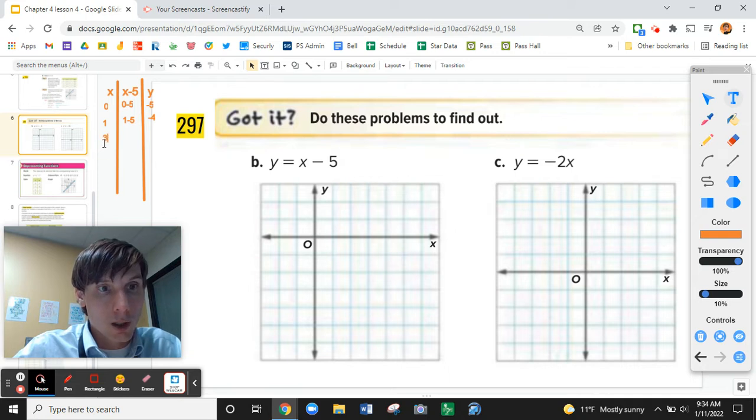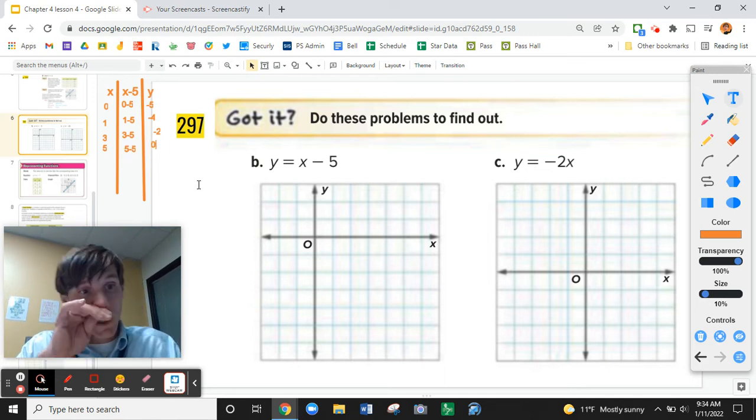I'll say 3. So we have 3 minus 5, 2. I'll just go ahead and do 5 real quick too. 5 minus 5 being 0. Okay, so you should do at least 3, but I would say 4 is a more comfortable number of coordinates there.